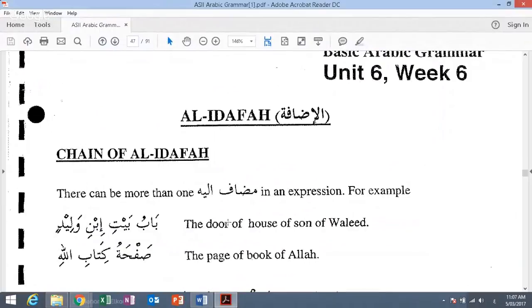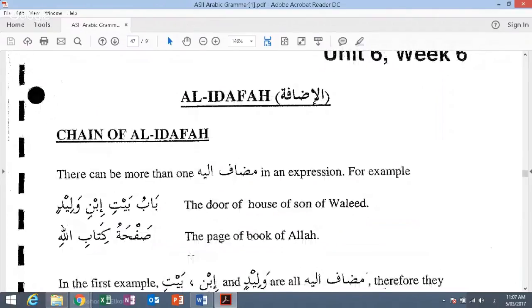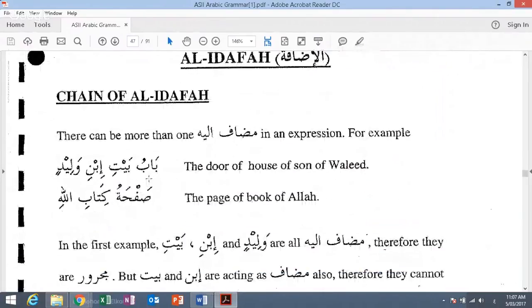This is unit 6, and this is the chain of al-idafa. This means not only one mudaf ilayh, there will be more than one. There will be a chain. So like the example here, Babu Baiti Ibni Walidin.